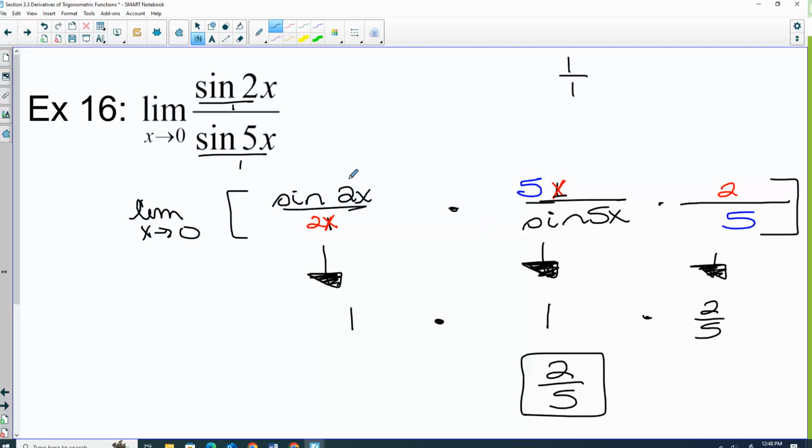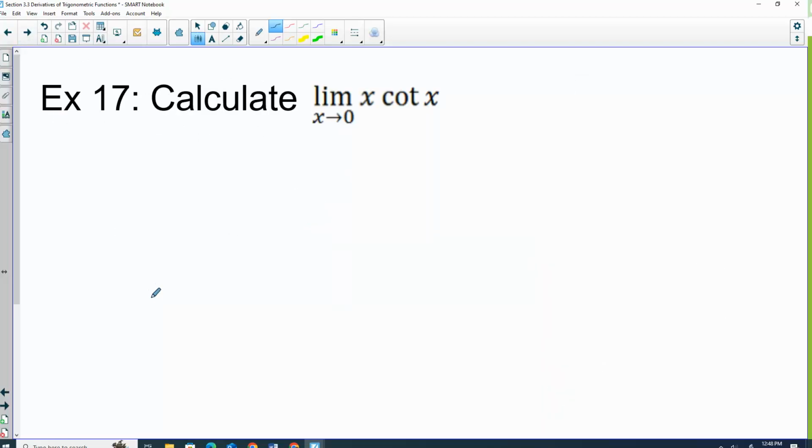One more. Oh, yeah. Okay. I just plug this in. I have 0 times cotangent of 0, which is undefined. So I can't do that.